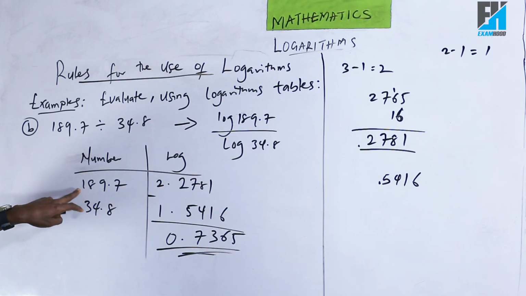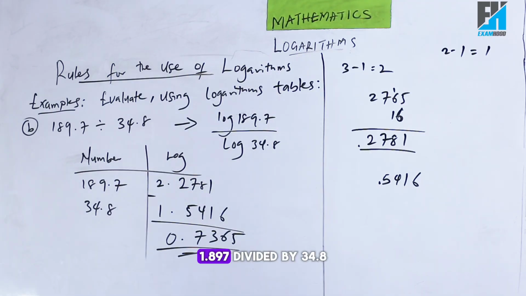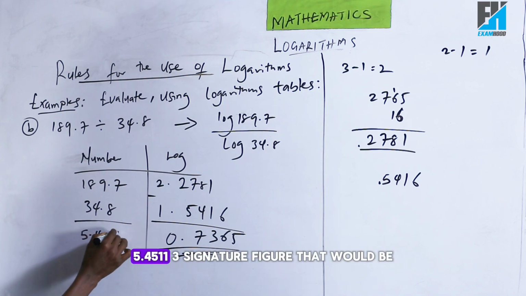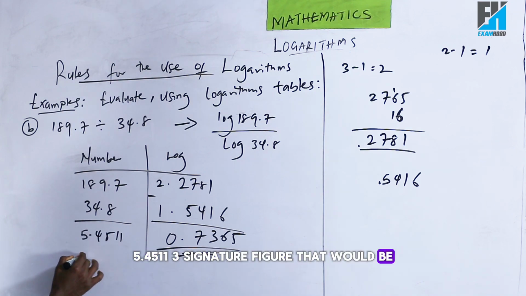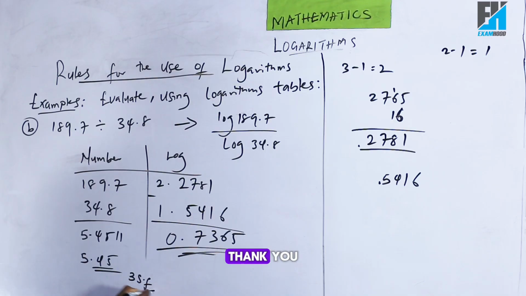Okay, now, basically, you can just use a calculator for this. That is 189.7 divided by 34.8. We round it up to 3 significant figures. That gives us 5.451. To 3 significant figures, that will be 5.45. Thank you.